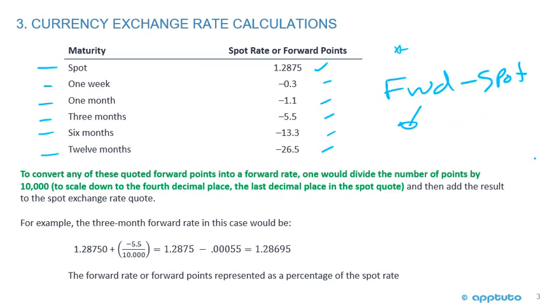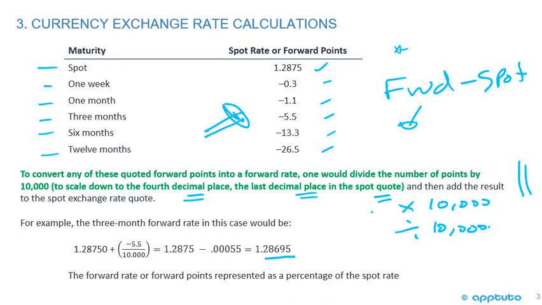Okay, so now we need to convert. They're giving us the forward points. We need to convert it in terms of a forward rate. Okay, so how do we do that? One would divide the number of points by 10,000 to scale down to the 4th decimal place, the last decimal in the spot quote. So don't be confused, because sometimes we can see that we're rounding to 5 decimals, but the last decimal in a spot quote is 4 decimals, and that's why we multiply by 10,000 or we divide by 10,000. Okay, I hope that's clear now, that the spot quote is 4 decimals, even though we see examples sometimes given, the answers rounding to 5.